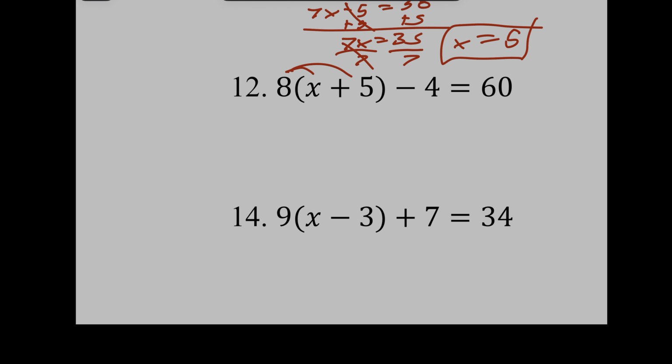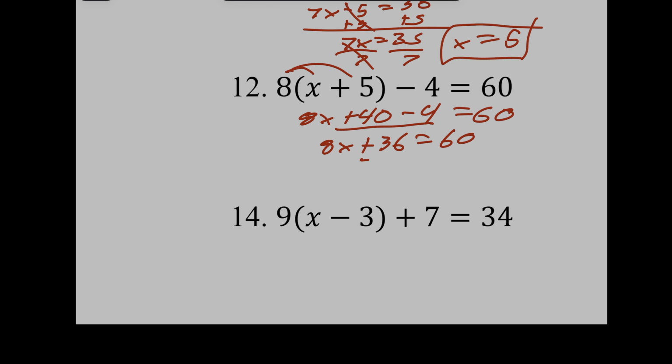Okay, number 12. 8 times both. 8x plus 40 minus 4 equals 60. I did the distributive part. Now I have to collect like terms, which is right here. 8x plus 36 equals 60. Now I'm going to subtract the 36 because I want that to equal 0 on the left. And I'm going to move it to the right. 8x equals, what is 60 minus 36?